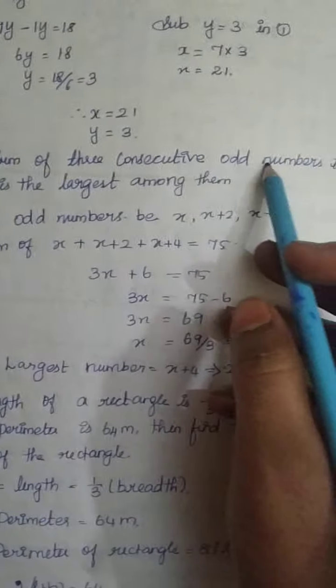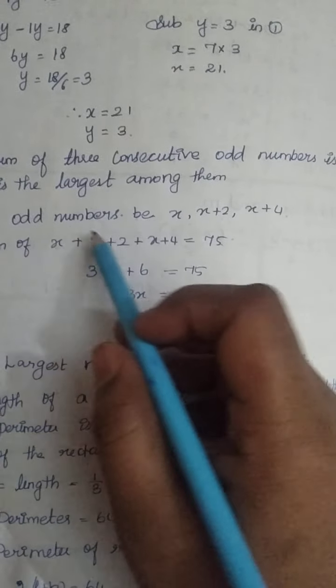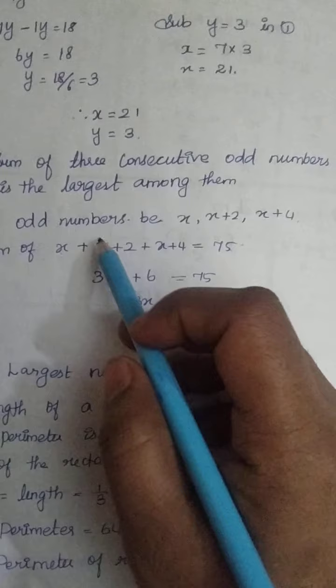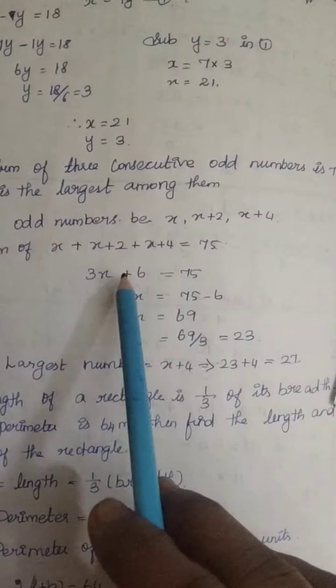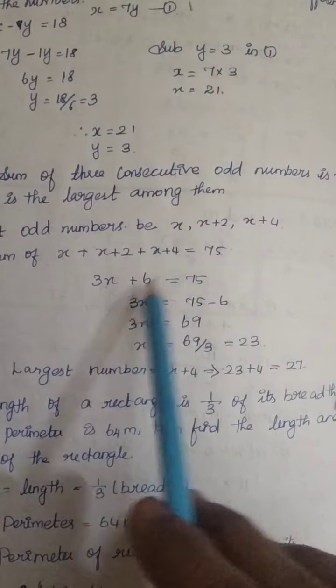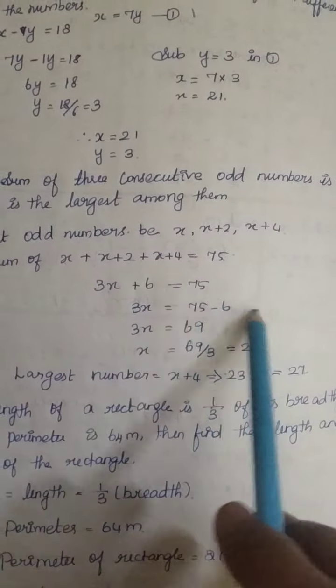See, listen, like terms we are having 3: 1x plus 1x plus 1x, that is 3x. Then 2 plus 4, what is the answer? 6. It is equal to 75. So first of all, we are going to move this plus 6 to the right hand side. It will become 75 minus 6. 3x is equal to 69.